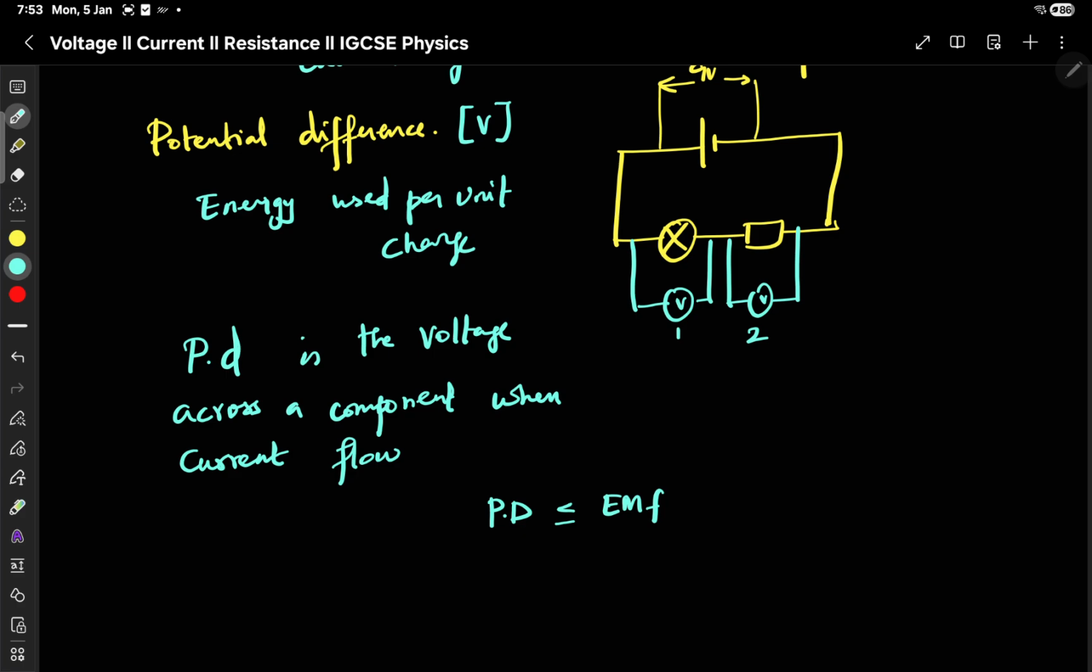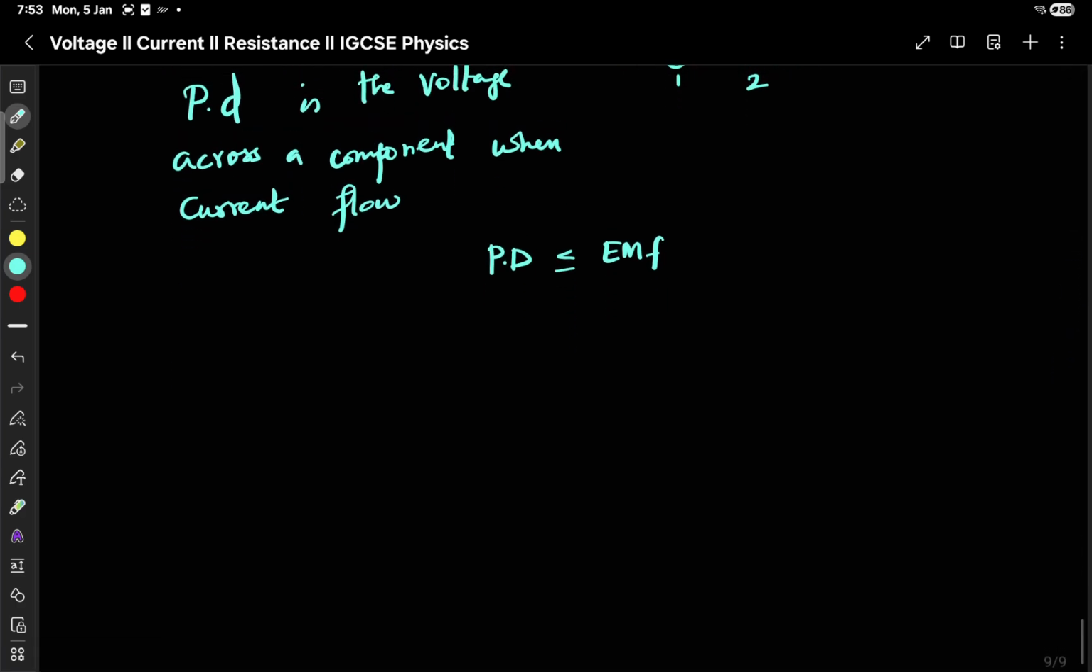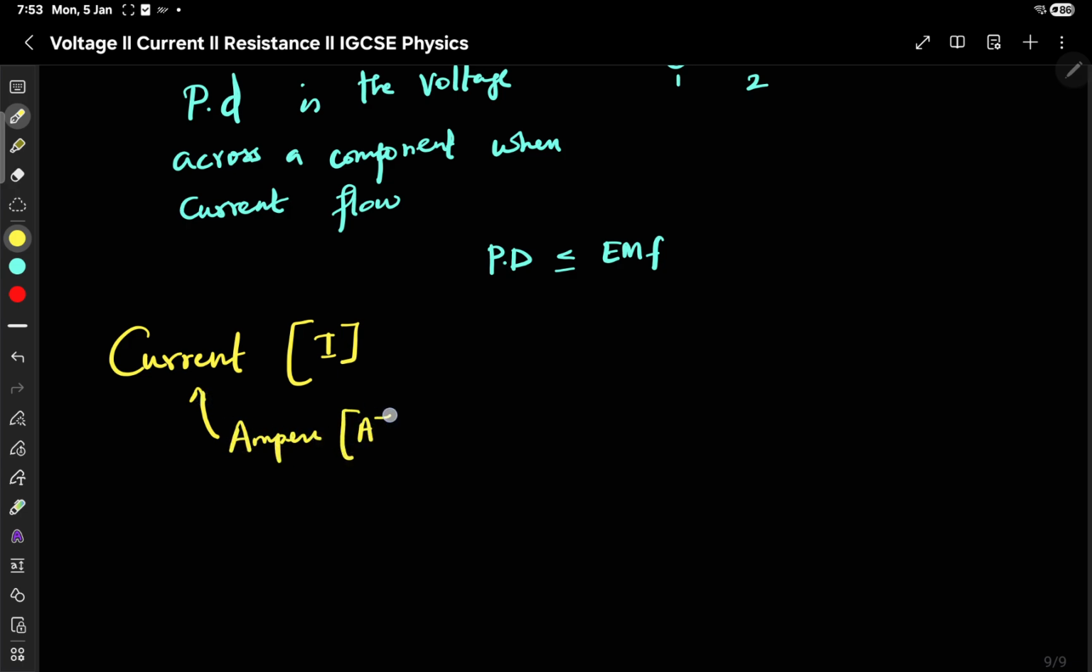Next comes the current. We denote current with I, and the SI unit for current is ampere, so we can say capital A for that. Current is the rate of flow of charges.